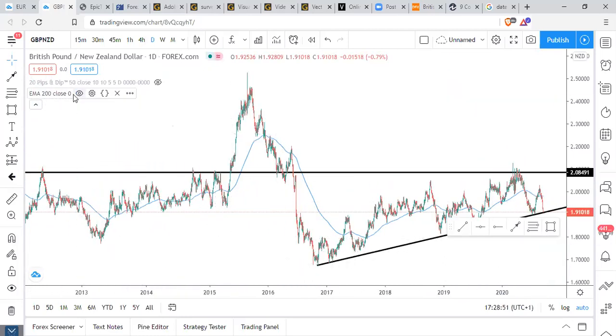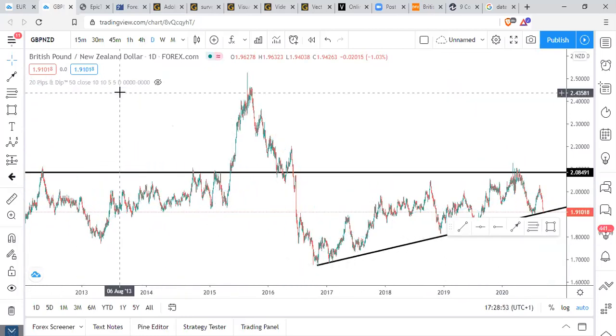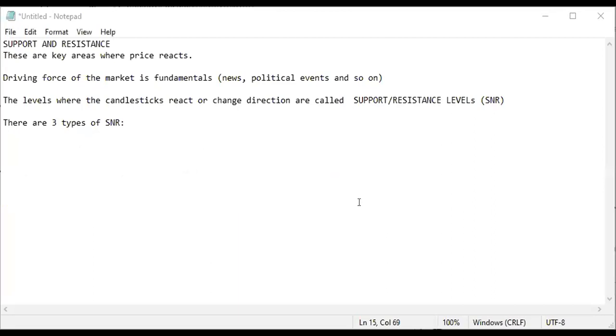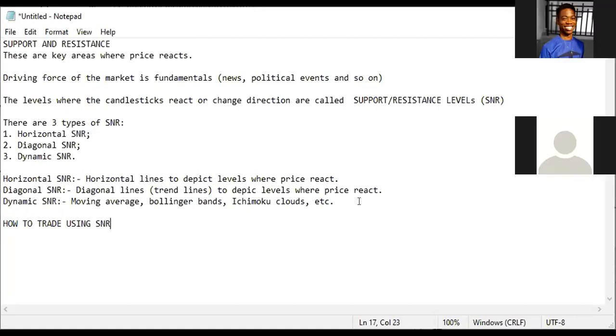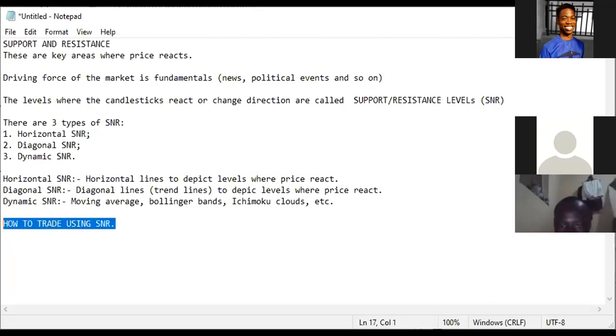So now, how do we use support and resistance to trade? Let me go back to my notepad. How to trade using SNR. How to trade using what? Support and resistance. How to trade using your SNR.